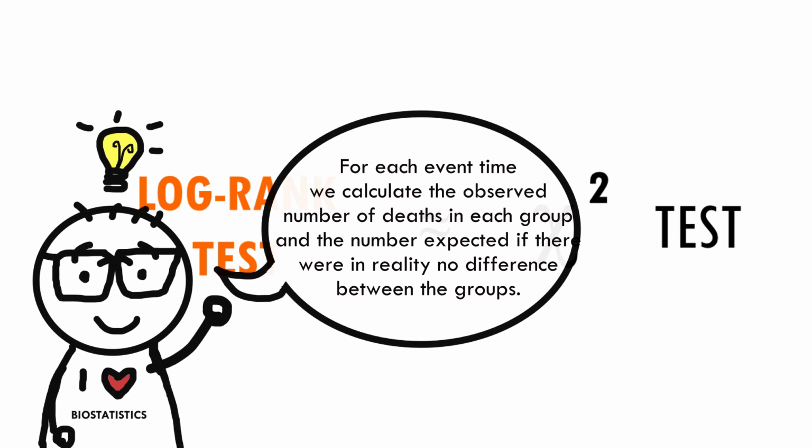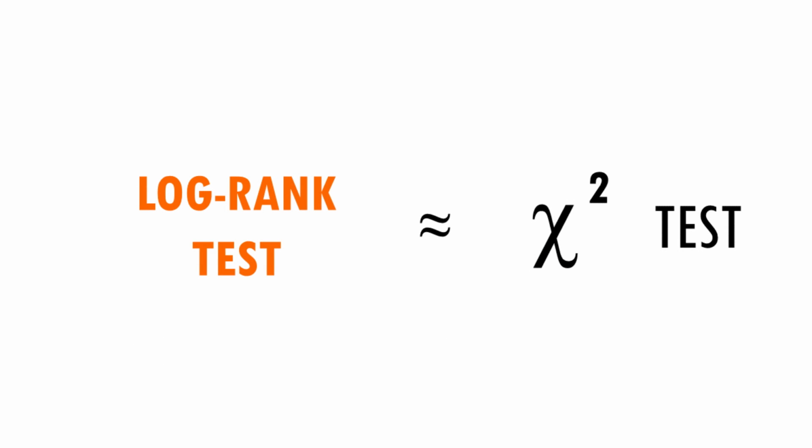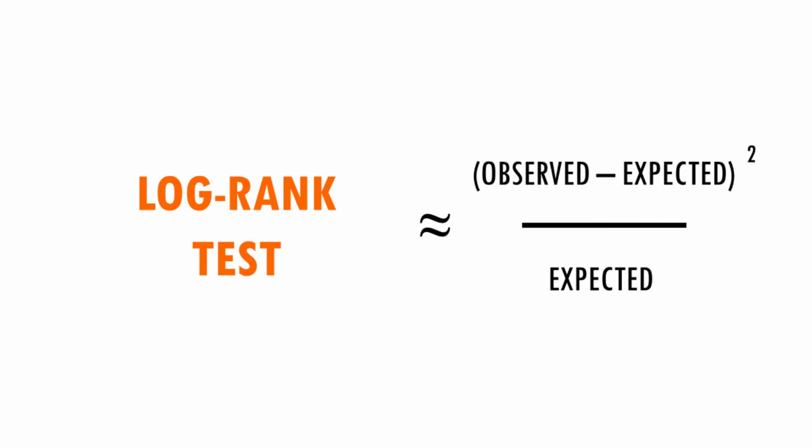It actually calculates this chi-square for each event time for each group and then sums the results. So in a log rank test, we're basically comparing our observed values with the expected values. And if you're familiar with the chi-square test, you probably recognize this equation. Okay, so let's visualize it directly on the Kaplan-Meier curve.